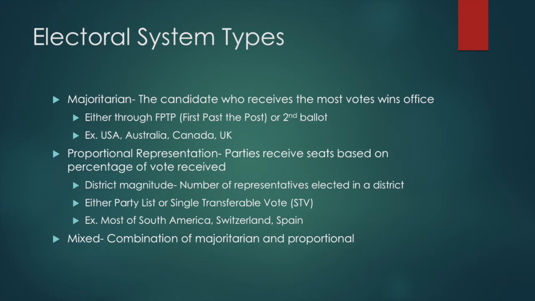There are two types of proportional representation: party list and single transferable vote. I'll talk about that in a few slides' time. Some examples of countries that use proportional representation are many countries in South America, Switzerland and Spain. A mixed electoral system is a combination of both majoritarian and proportional systems, but we'll get to that next class.